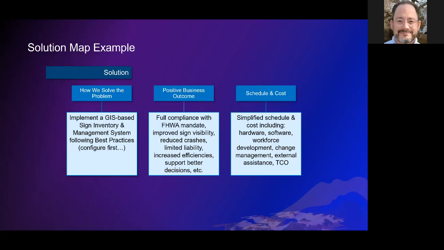We're going to get some external assistance, like I mentioned, and this will provide a complete total cost of ownership, TCO, of the entire project. And really, that's all you need: 2 slides, 6 boxes, in order to present a solution proposal to an executive so that they can support it.